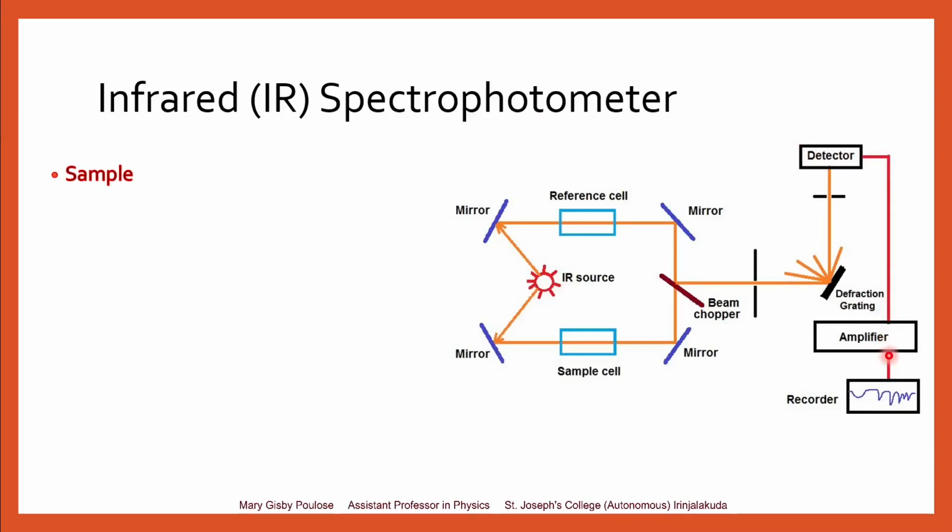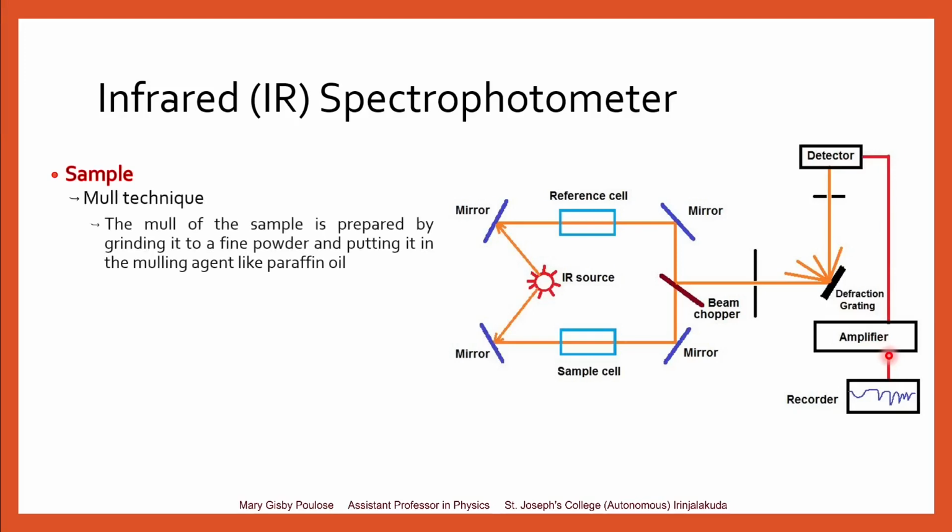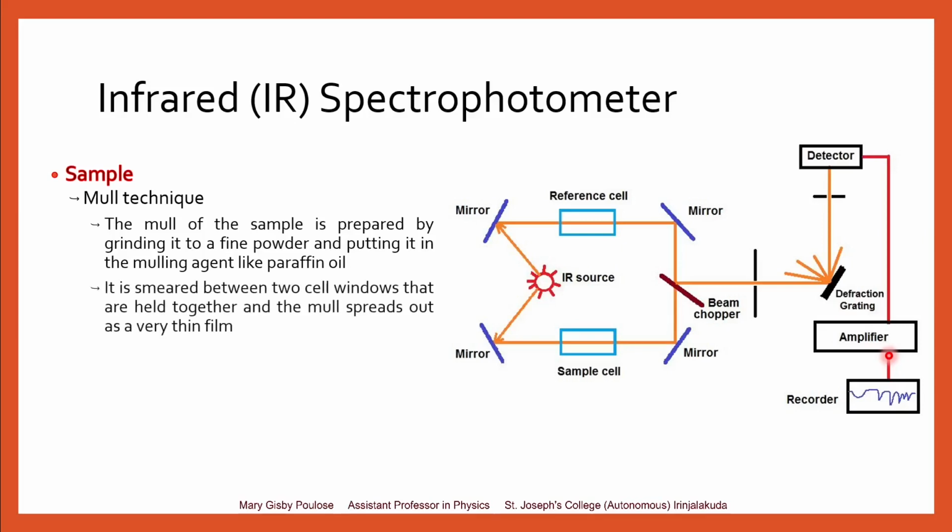Now the next component is the sample, the forms in which we take the samples. The first one is the mull technique. Here, a mull of the sample is prepared by grinding it to a fine powder and putting it in a mulling agent like paraffin oil. Now this mull is smeared between two thin sheets, two thin cell windows. Cell windows are like glass sheets.